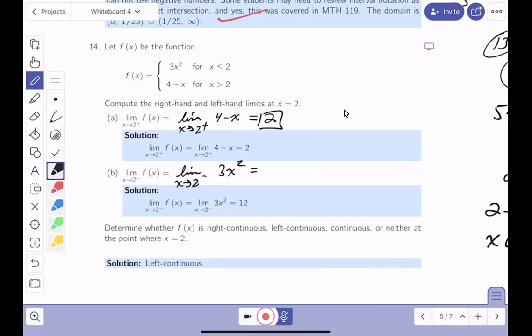Relatively simple limit. What do you get over there? 3 times 4, which is 12. Let's get our answer key, see how we did. And we got the work done. That's great. All right, determine what the function is: right continuous, left continuous, or neither.